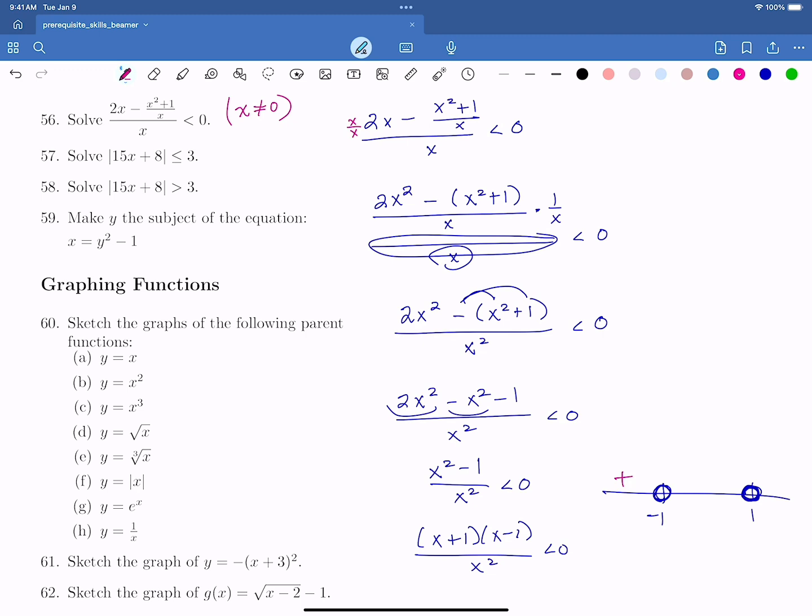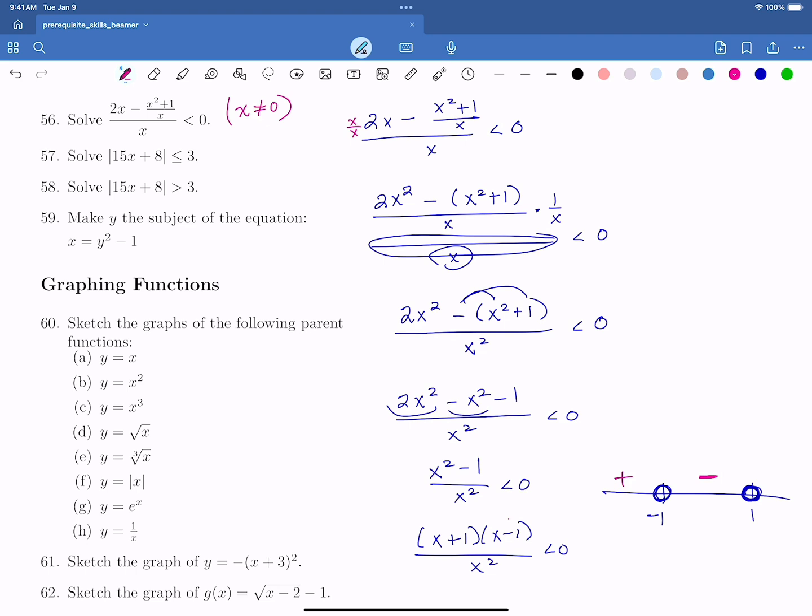Now let's pick a test point between negative 1 and 1. You might be tempted to pick 0. That's a nice number in the middle. However, we already said that doesn't work. 0 is not in the domain, so we're going to run into a problem if we try and substitute in a 0. So instead let's just use 0.9. 0.9 plus 1 is 1.9. 0.9 minus 1 is a negative number. And in the denominator, 0.9 squared is positive. So I'm multiplying in the numerator a positive and a negative, which gives me a negative. I'm dividing by a positive, so this is negative right here.